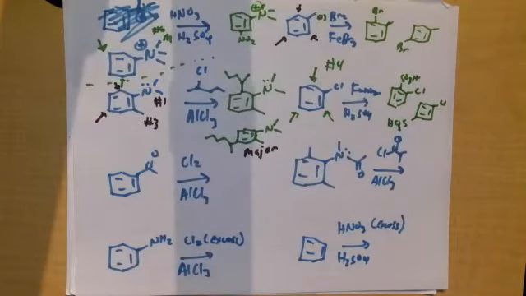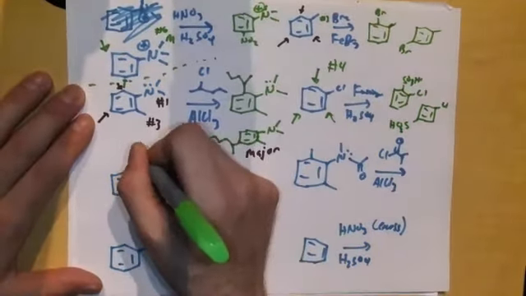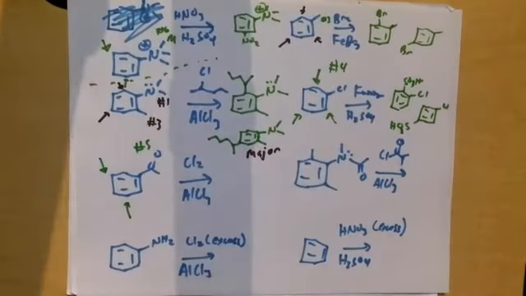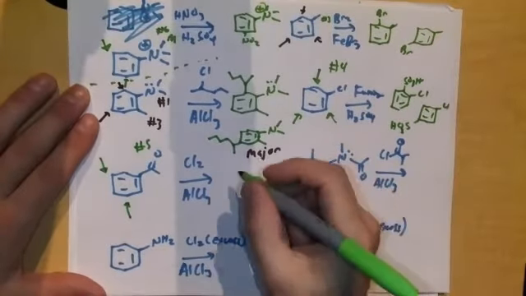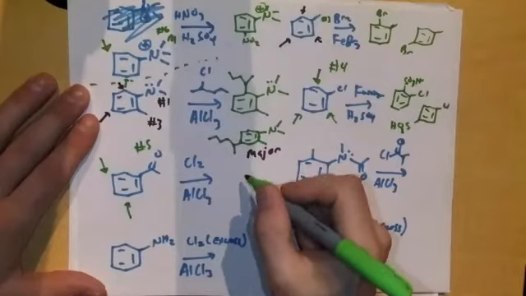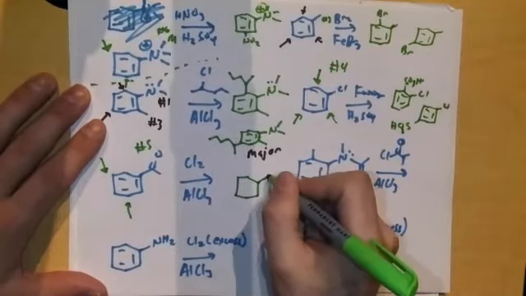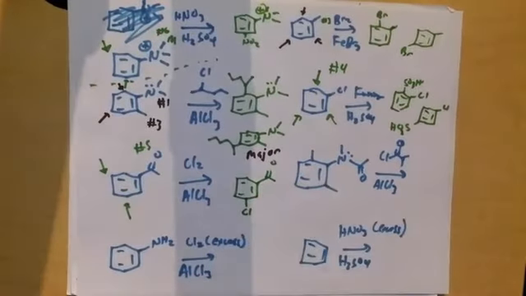Our next one, our chlorination, this is a meta director, this is group 5. So we should add our Cl to one of those two positions. They are symmetrical. And we can get this product.